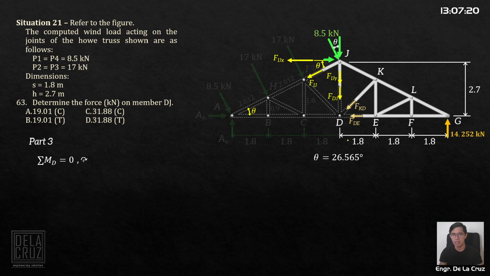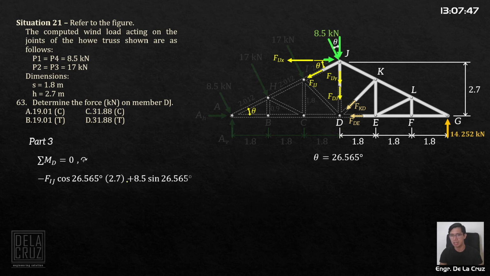Una, yung horizontal component ni IJ. Since mag-moment tayo sa D, it will cause counterclockwise. That will be negative Fij cosine of theta. Horizontal component tayo, cosine of theta. Its moment arm to D is 2.7. Next, itong horizontal component ni 8.5, that will cause clockwise moment about D.